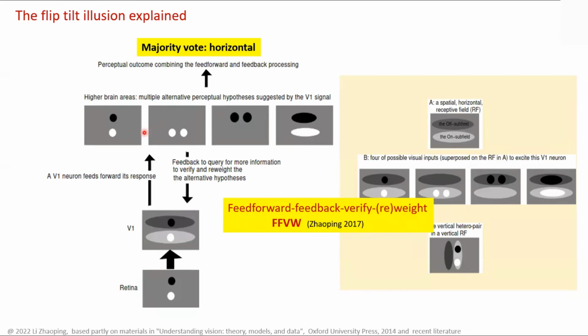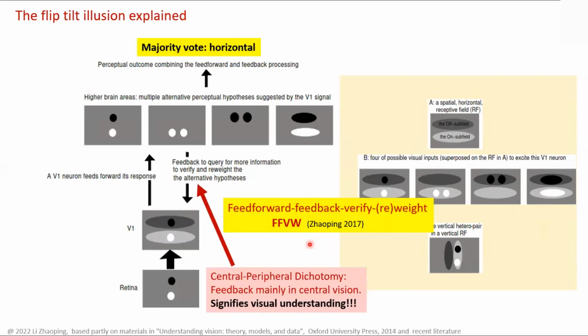So the idea is you weight these different hypotheses. This hypothesis is 1/4, this is 1/4, 1/4, 1/4, and you say, okay, these are all horizontal. But once you verify, you weight this hypothesis higher. Does that make sense? So it's feedforward, feedback, verify, and reweight. This is FFVW. And central vision enables you to feedback. Therefore, central vision doesn't get fooled. It's the peripheral vision that gets fooled. Does that make sense? That's how it works.